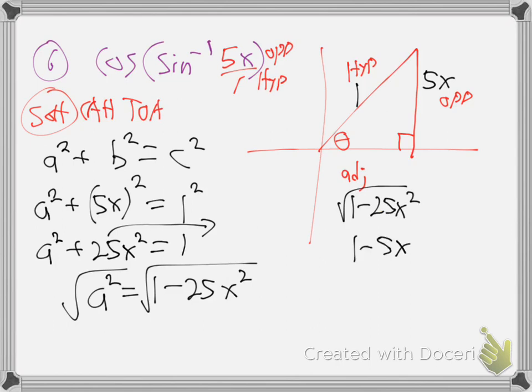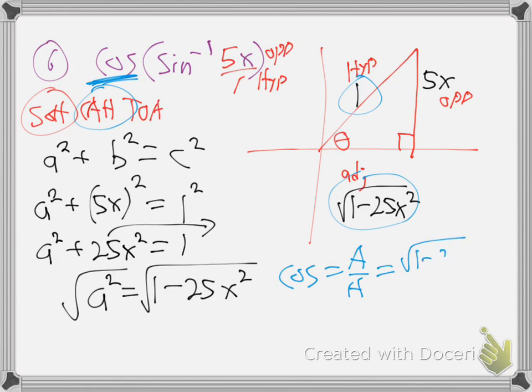Can I just make that 1 minus 5x? Remember, you can't do that. With pluses and minuses, you can't square root the 2 parts. You have to just leave it that way. So, okay, so then what's my final answer? What do they want from me in the end? Cosine. Cosine is adjacent over hypotenuse. So adjacent over hypotenuse, square root of 1 minus 25x squared over 1. It's just the square root of 1 minus 25x squared. And again, it has to stay that way. You can't square root it when there's a plus or minus. Just leave it that way.